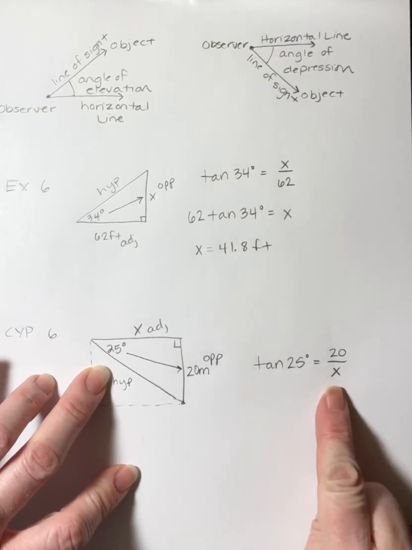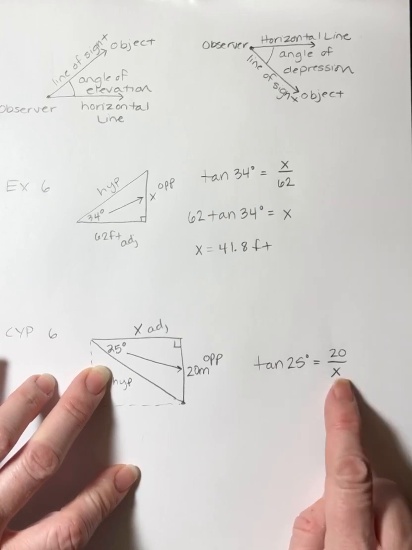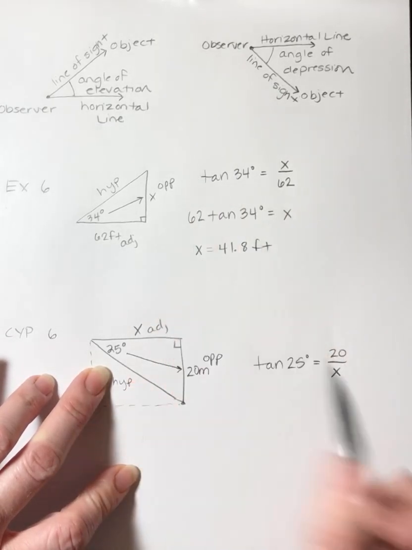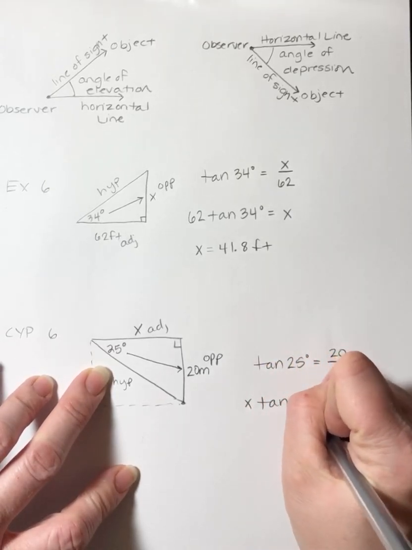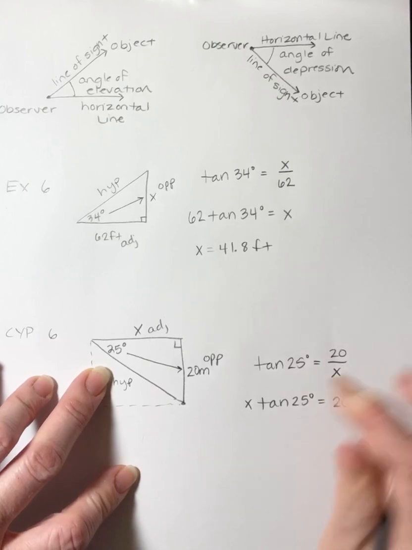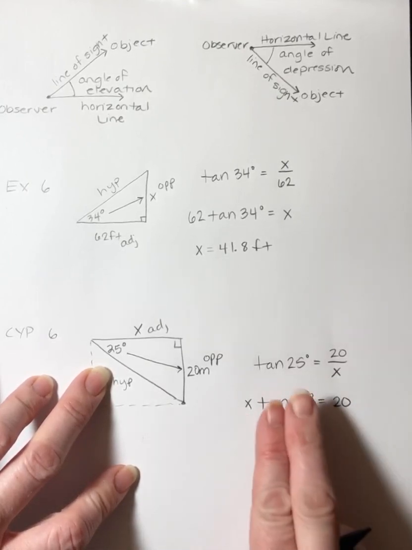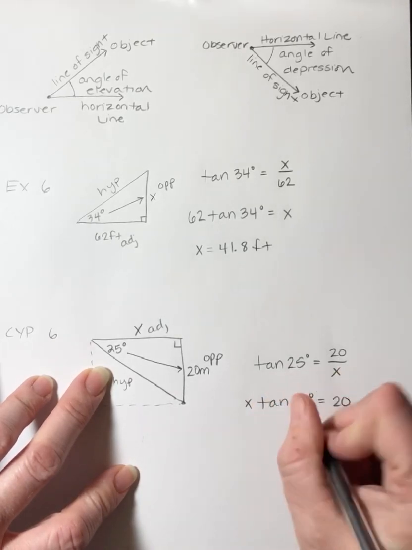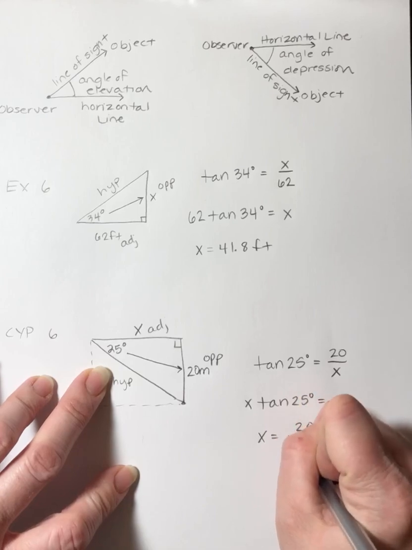So this is the first one where we had our variable on the bottom. So here's what you need to do. You need to multiply by x, just like we multiplied by 62 here. But what that does is it doesn't get our variable alone. It just gets rid of the fraction. But then to get the variable alone, I have to divide by the tangent of 25. So x equals 20 divided by the tangent of 25.